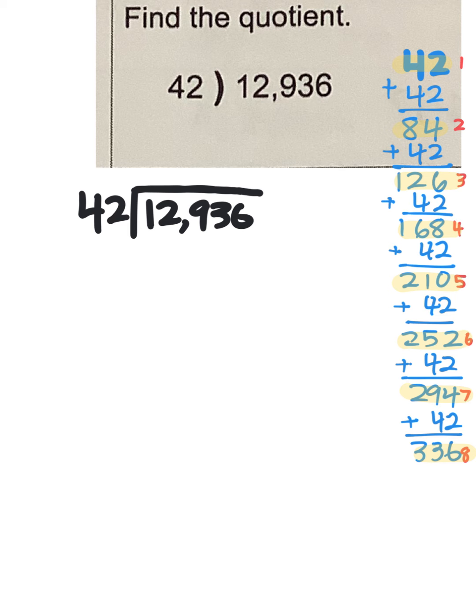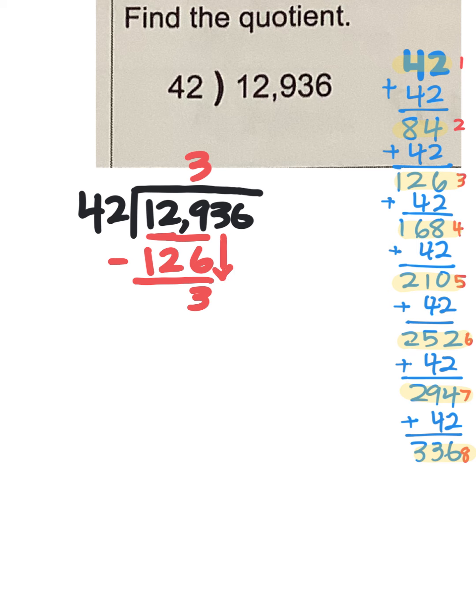So let's take a look at 12,936. My first question would be, can 42 go into 1? No, it can't go into 1. Can it go into 12? No. What about 129? Yes. How many times? 3. 3 times 42 is 126. I'm going to subtract. 129 minus 126 would give me 3.